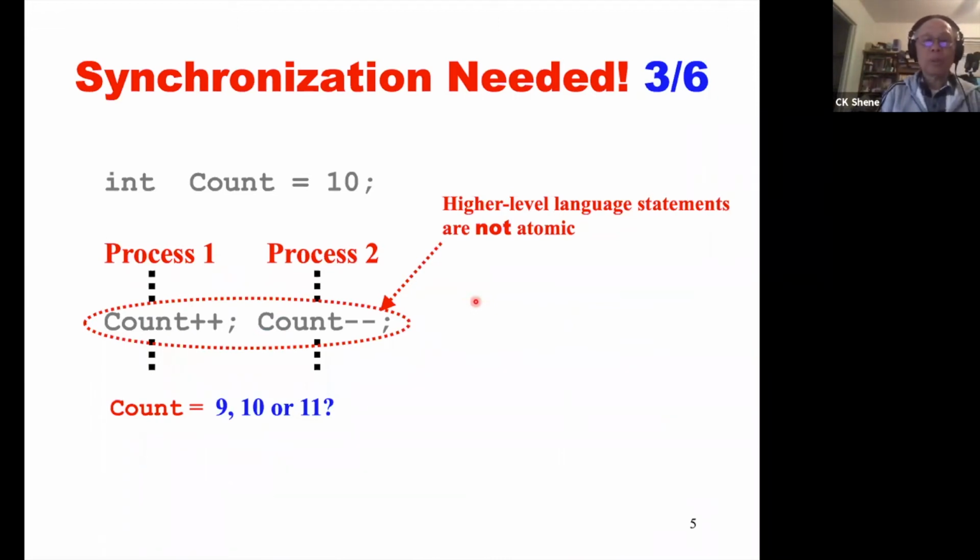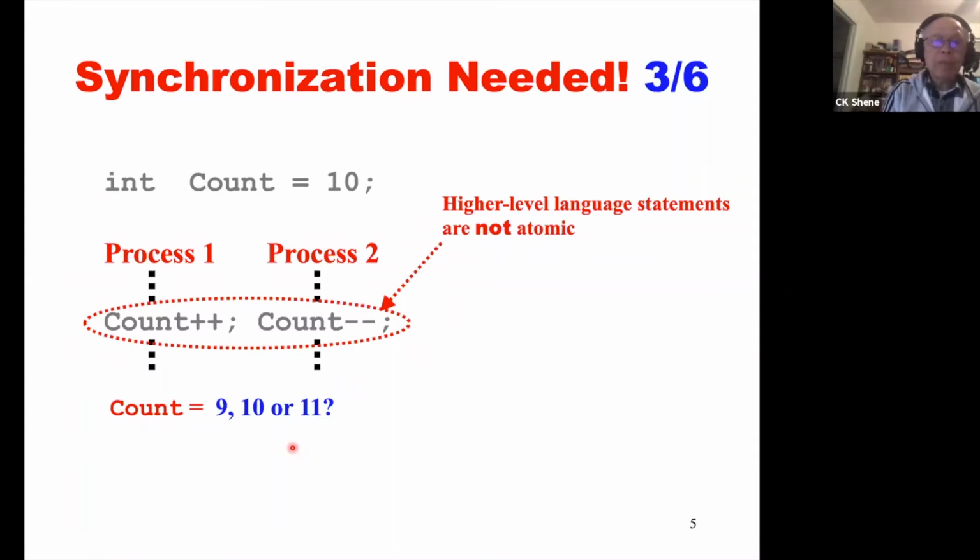This is so simple. We have a common variable, shared variable count, initialized to 10. Now, process 1 adds 1 to it. Process 2 subtracts 1 from it. Now, I have a challenging question here. What would be the final value of count? 9, 10, or 11?